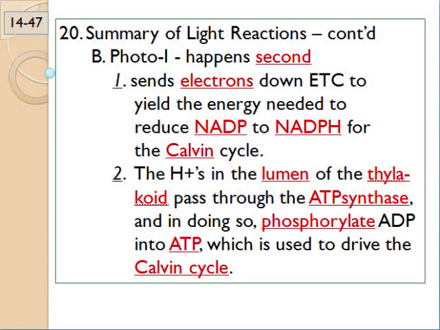What's that mean? Phosphorylate? To add that phosphate. Phosphorylate ADP into what? ATP. Which is used to drive which cycle? What's happening inside the stroma? What's that guy's name? Calvin. The Calvin cycle.